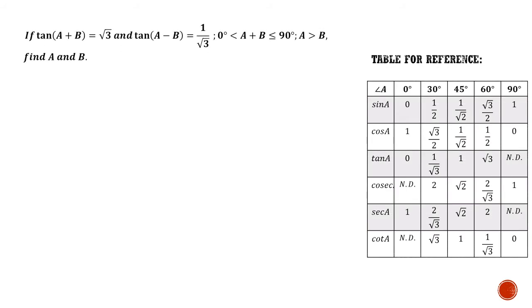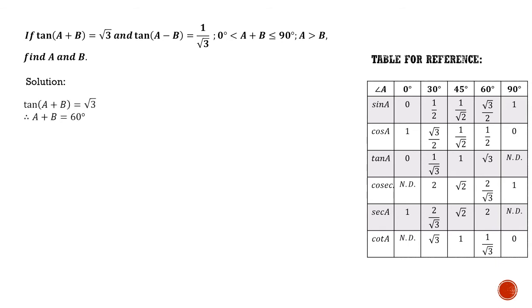Now this is one more question which I feel is important, so I'm covering it here in the video. If tan(a + b) is equal to root 3 and tan(a − b) is equal to 1 divided by root 3, the condition is also given that the sum of a and b is between 0 and 90 degrees, and also angle a is greater than b. We have to find the values of the two angles. Okay, it seems hard, but it is very simple. Let's see how we can solve this.